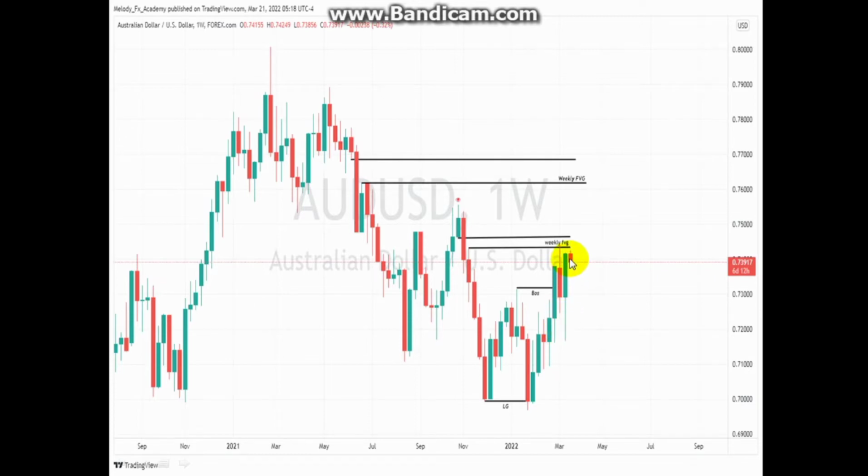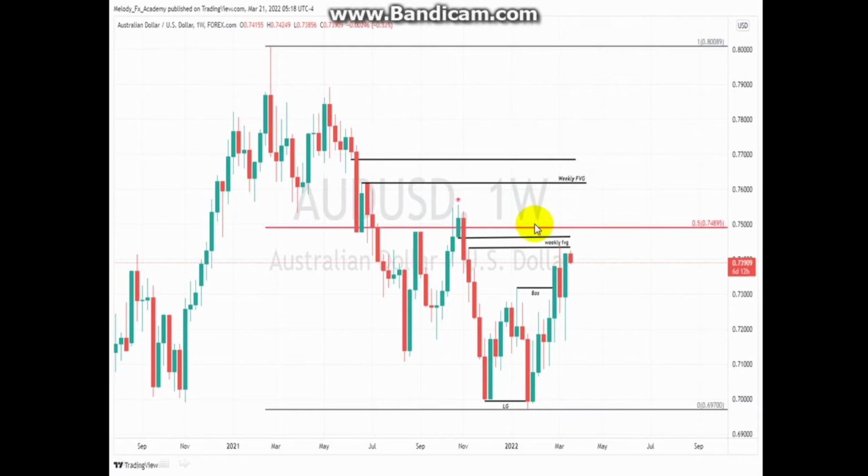Right now this week price is still bullish, and I'm expecting price to fill this gap completely, and might as well reach for this buy side liquidity resting above this old high, and probably trade into this old weekly fair value gap. This is one of the reasons why I still expect some bullishness in Aussie dollar.